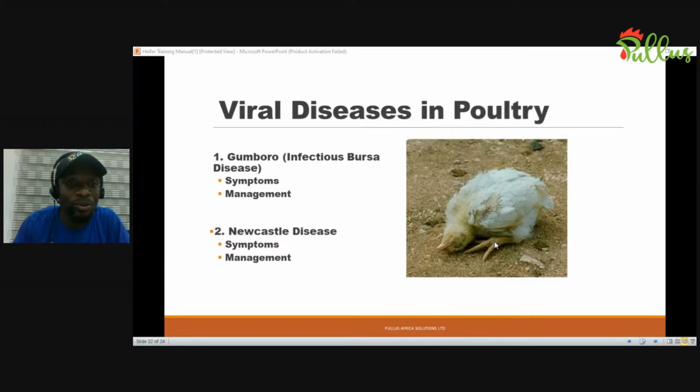Sometimes it might also come with what we call neurotropic signs, which means the neural system will be affected. This comes with, most times, paralysis and incoordination, which means the bird will be acting as if it is mad or crazy. It will be shaking itself. And that also comes with another sign we call torticollis.